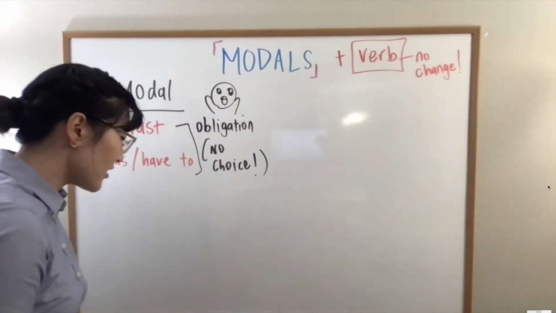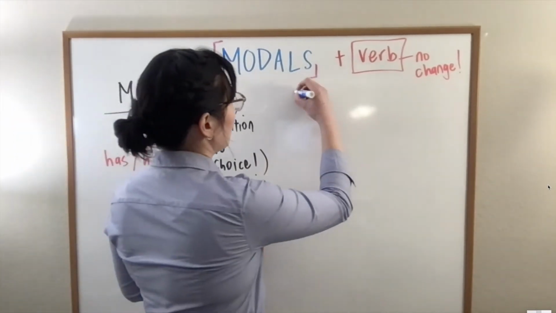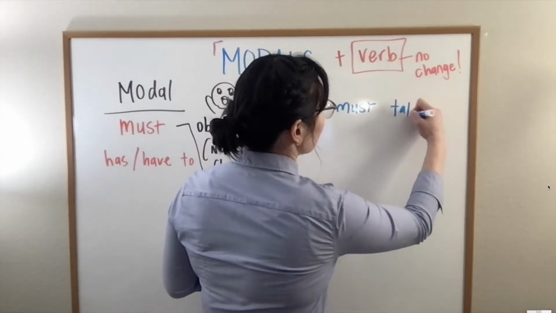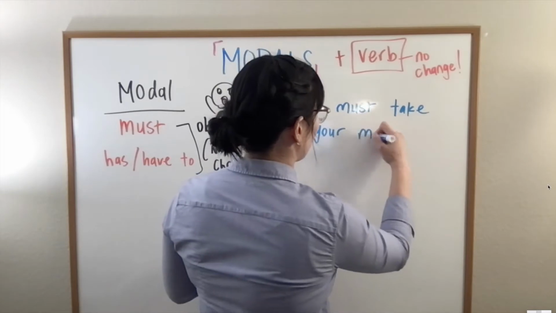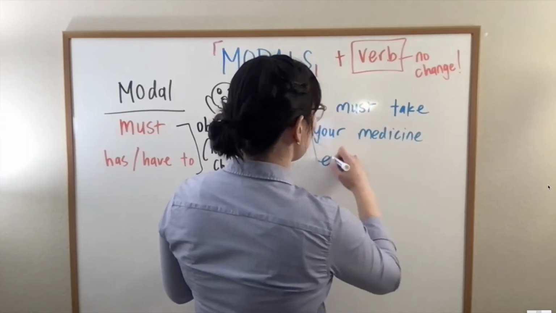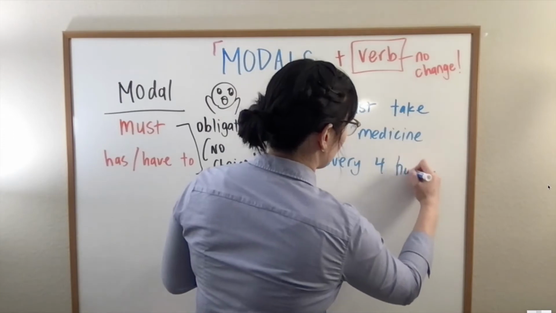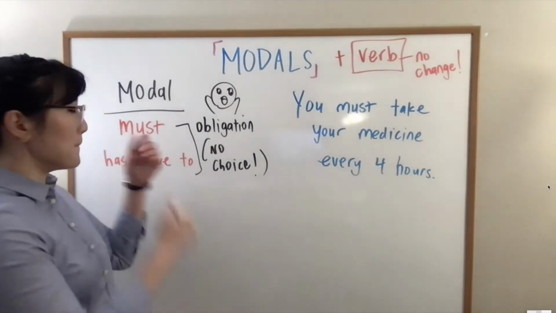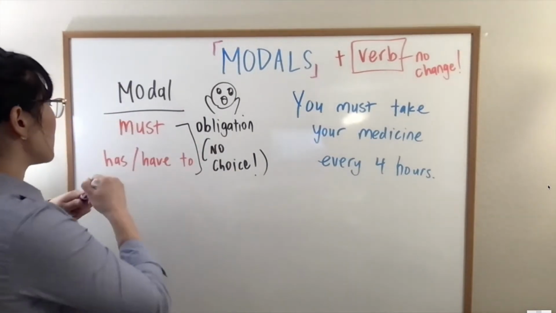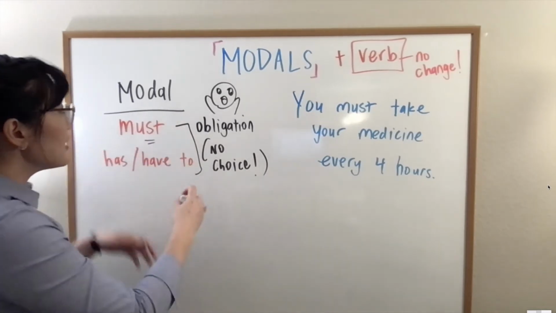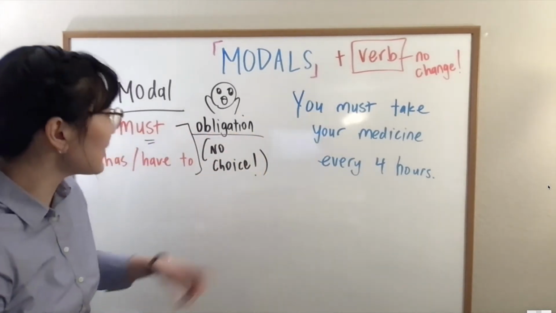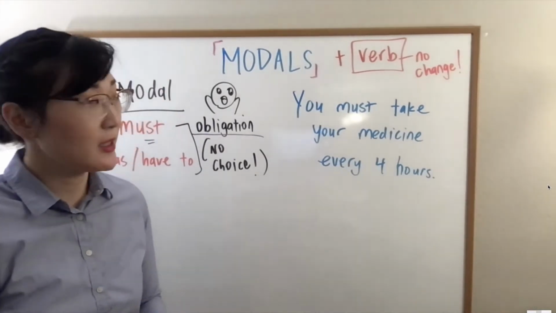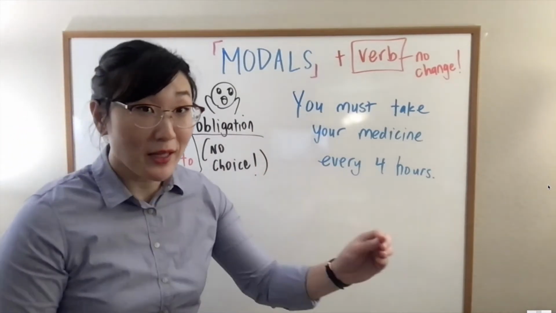And the doctor says, Caroline, now you must take your medicine. Maybe every 4 hours. Okay. Now, what is the difference between should and must or has or has to? These two are equal, okay? This is an obligation, meaning you don't have a choice. You must do it, okay? If you don't, something bad will happen, right?